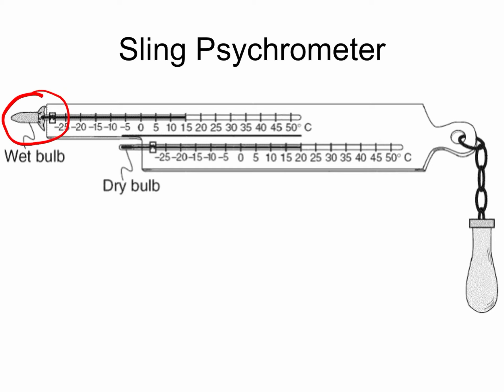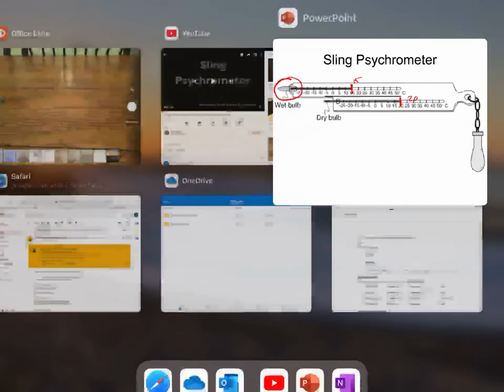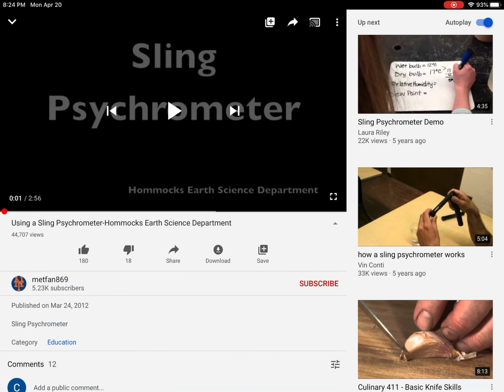And as you spin this, it's going to get some temperatures. And notice this versus this. This one is 15 and this one is 20. The wet bulb is always colder. All right, take a look. This guy's going to talk a little bit about it.